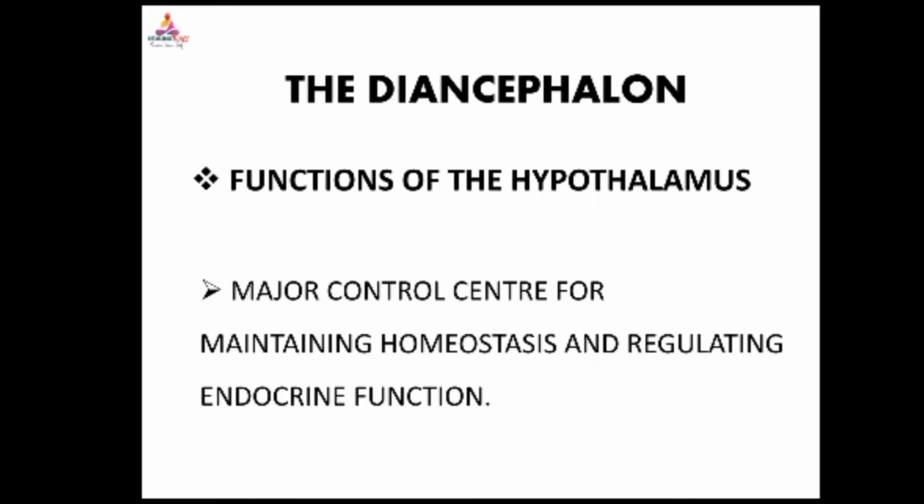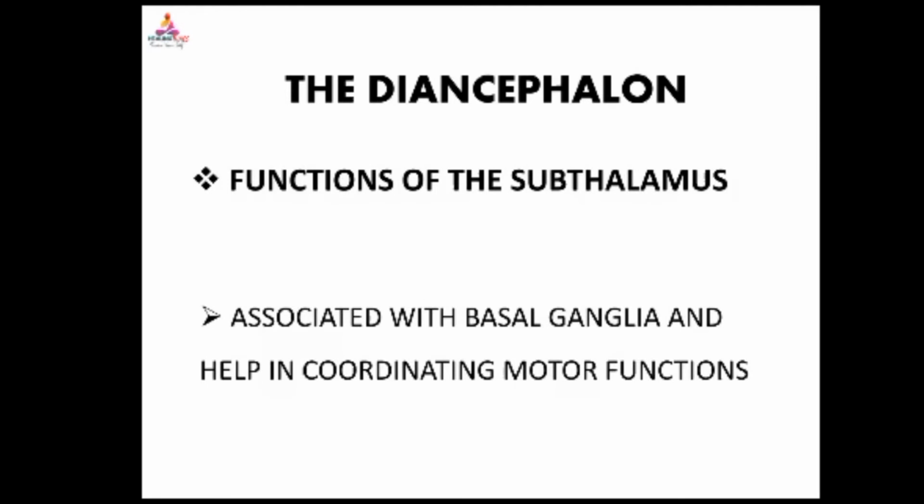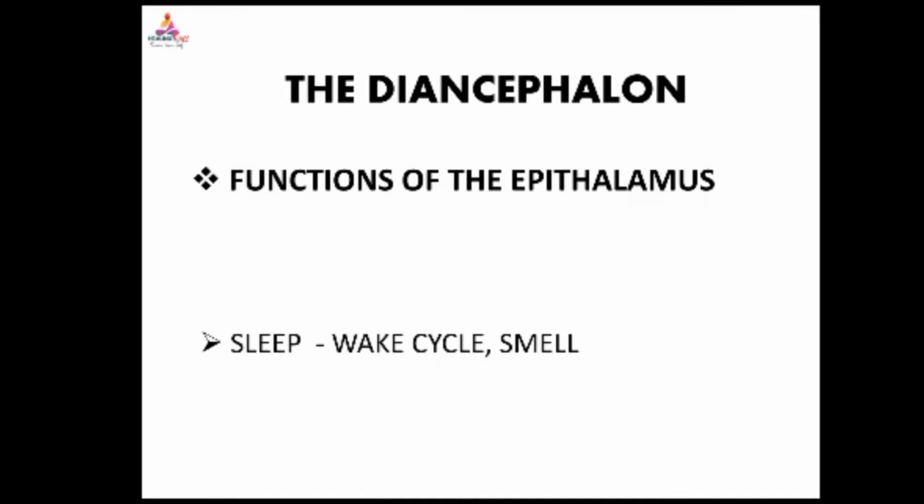Next is the function of hypothalamus: major control center for maintaining homeostasis and regulating endocrine function. Function of the subthalamus: associated with basal ganglia and helps in coordinating motor function. Epithalamus function is sleep-wake cycle control and smell.